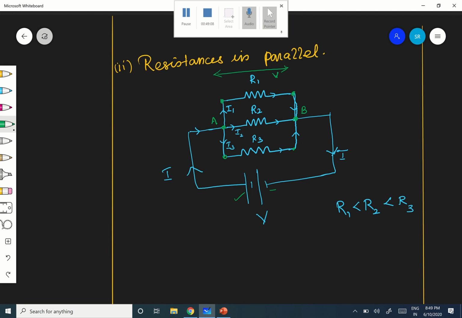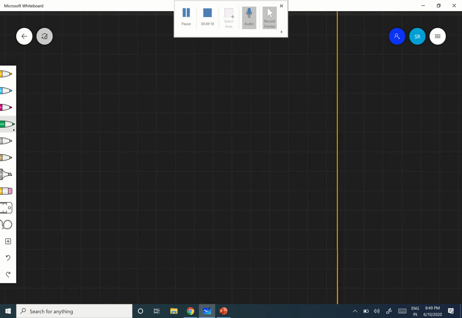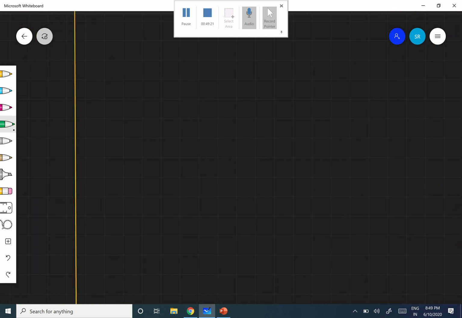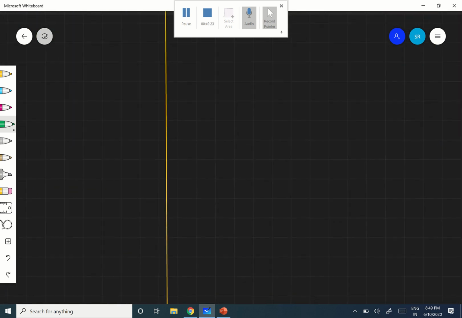The potential drop across every resistor is the same. Are you following? That is the difference. In series combination, the current is the same, but the potential difference is different. But in the case of parallel combination, what is it?